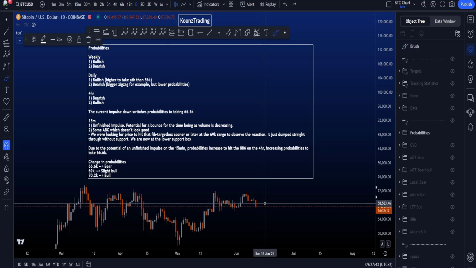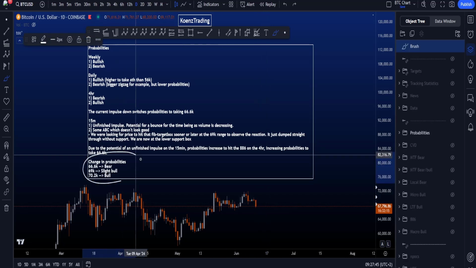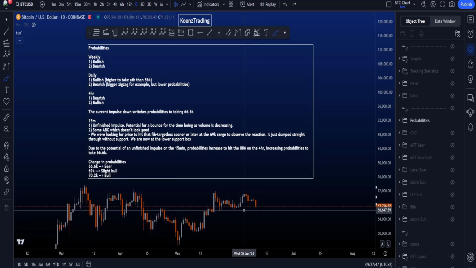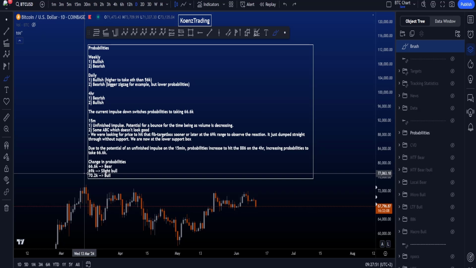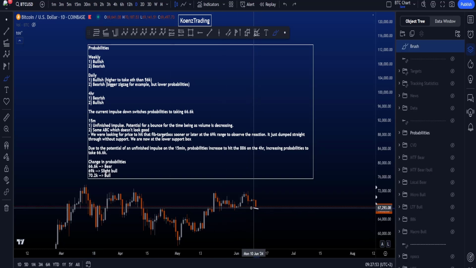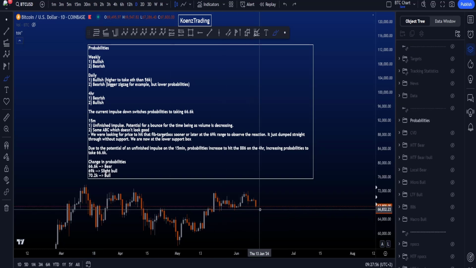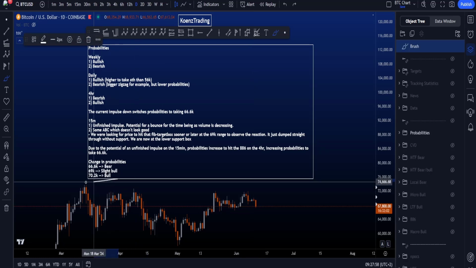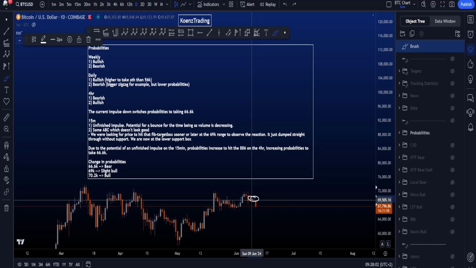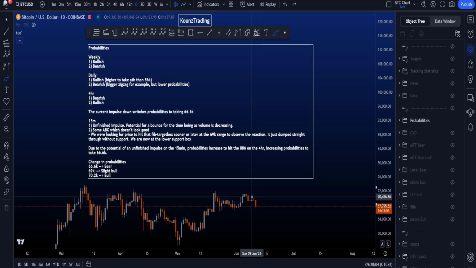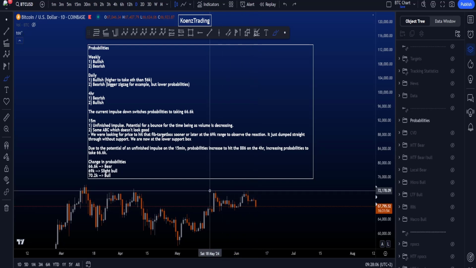Touching 69K would also help, because a change in probabilities, well, for the bears, taking out 66K increases probabilities more for the bears. If price can move up to hit 69K before taking out the local low, it will slightly increase the bullish probabilities, and if price can move above 70.2K, the range over here, the probabilities will increase for the bullish scenarios to look towards the upside.